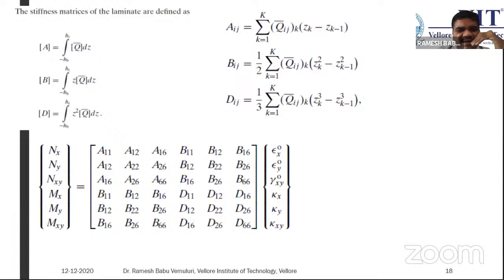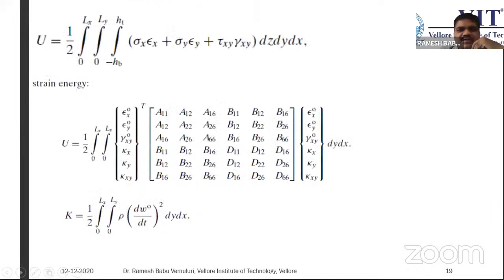And then these are the ABD matrix for a composite structure itself. If you are adding any sandwich, then some more elements will be added here, and related strains and related forces will be added here. So then we can form a strain energy equation. From the strain energy equation, we can get a stiffness.